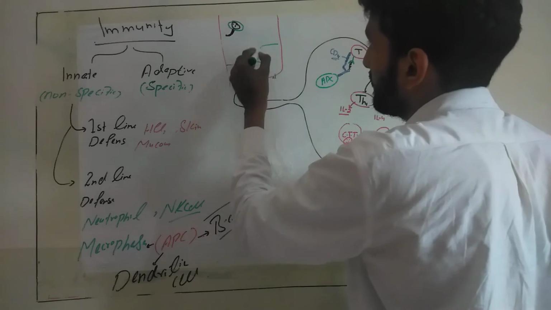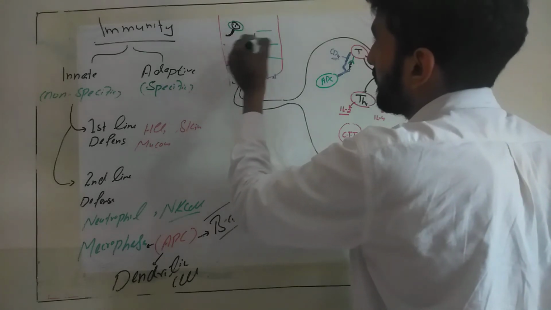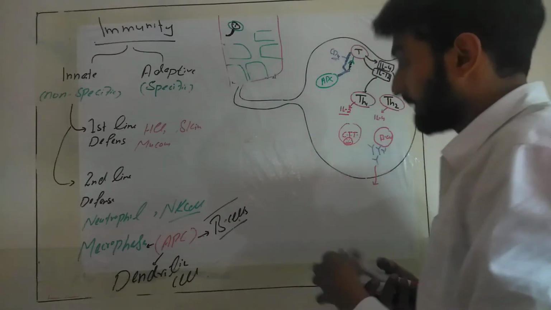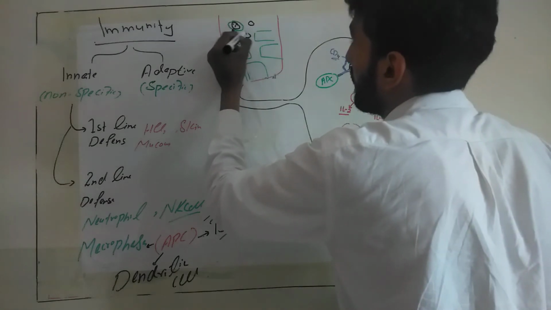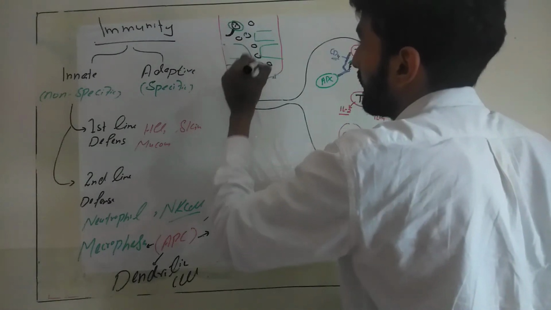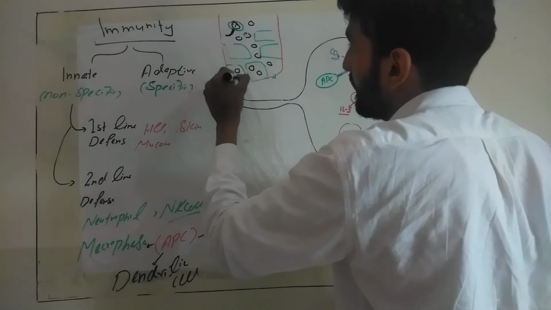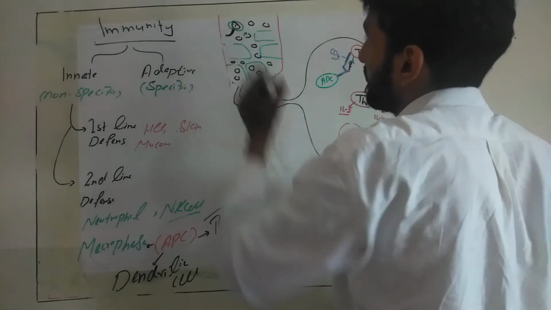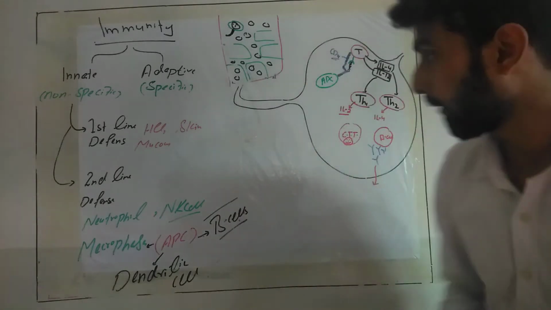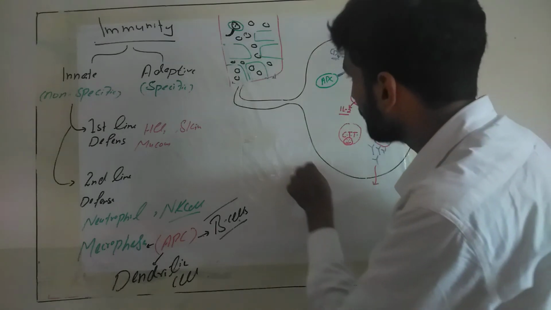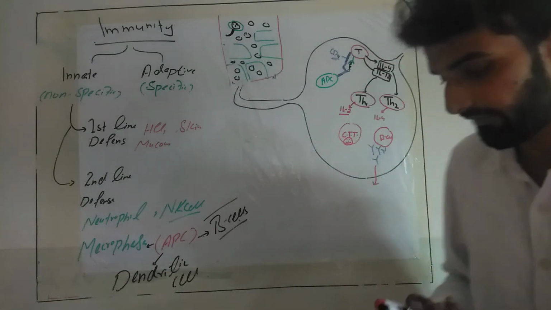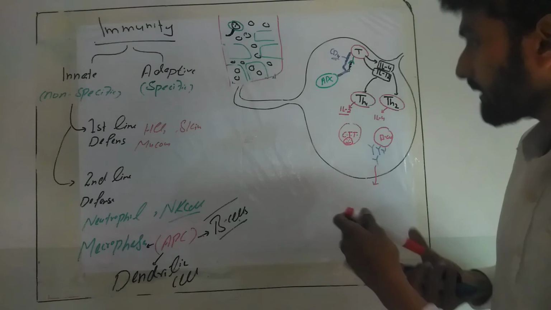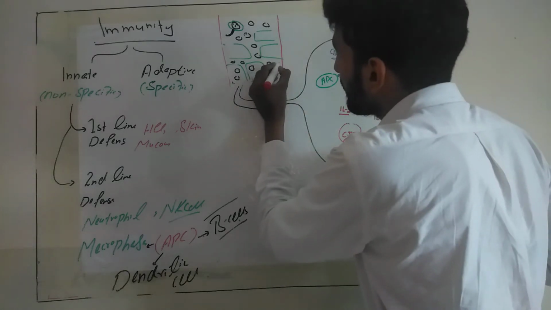There will be some other bacteria as well. These are the bacteria. Some of the bacteria have entered into the normal healthy cells. Now, the point is, these antibodies will go into the tissue that is infected, and what will they do? They will bind.